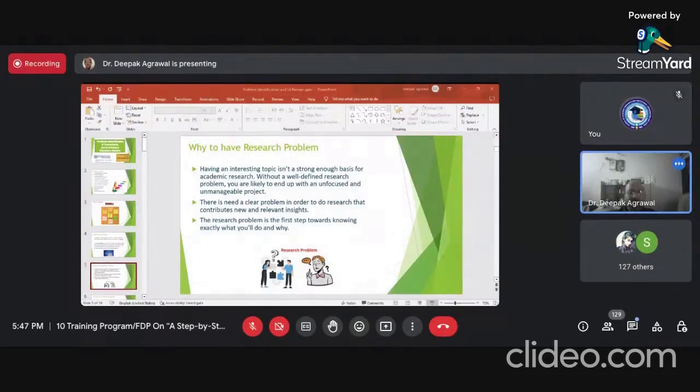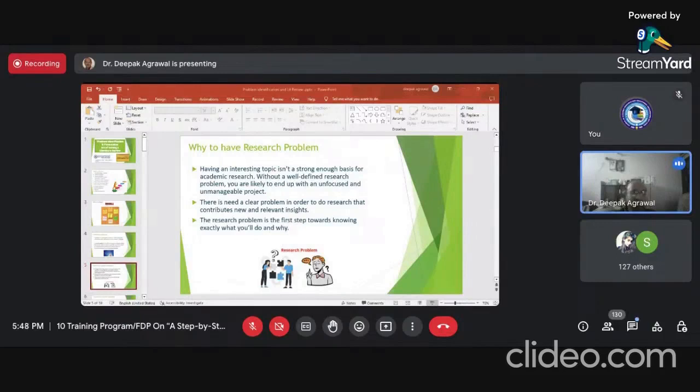There is a need for a clear problem statement in order to do research that may contribute new and relevant insights. Whatever we try to identify must have some meaningful results or information for the betterment of society. So while doing research work, it should not be just identifying a simple question and starting to work on it. Get into the insights of it. Try to identify the sub-reasons, sub-causes, and develop the paper on those identified gaps.